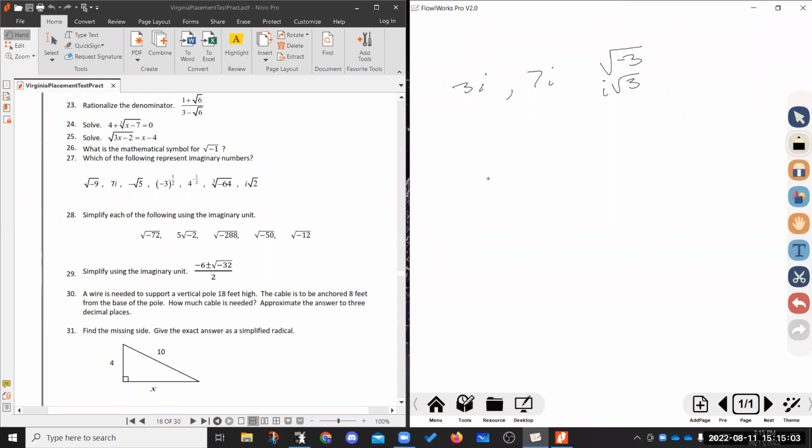Square root of 4, not imaginary, that's just a +2. Cube root of -64, that's a -4, that's not imaginary. i root 2, that's going to be an imaginary number because it's got an i in it. The ones here that are imaginary are root -9, 7i, -3 to the 1/2, and i root 2. Those are your imaginary ones.